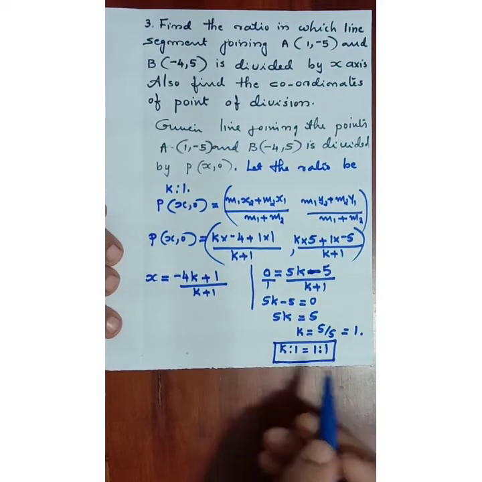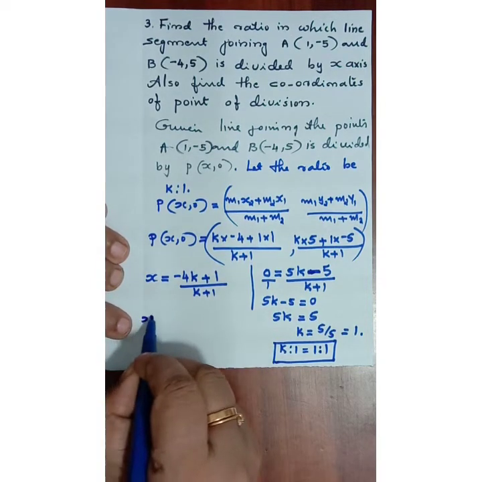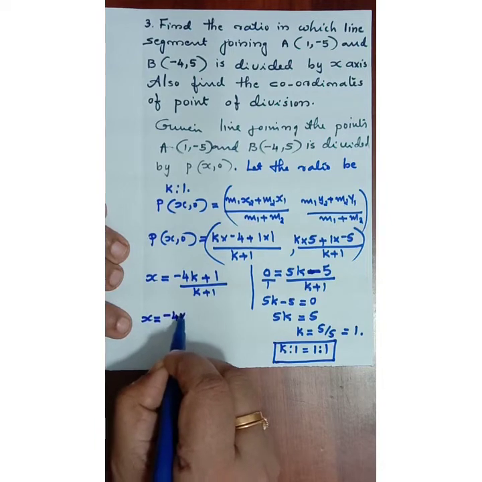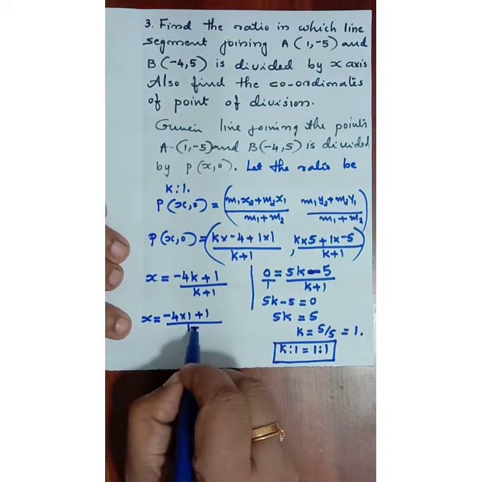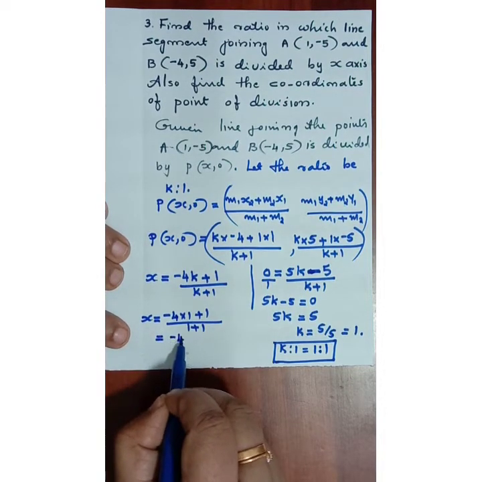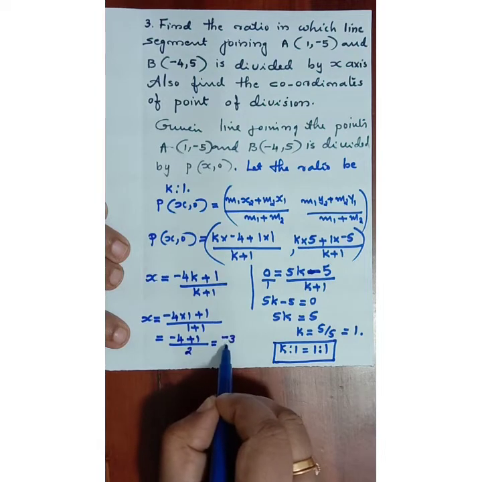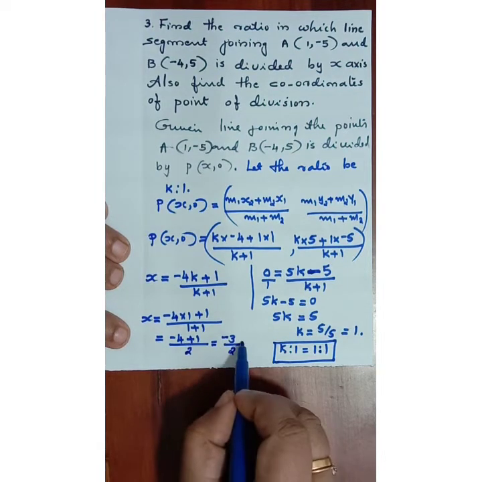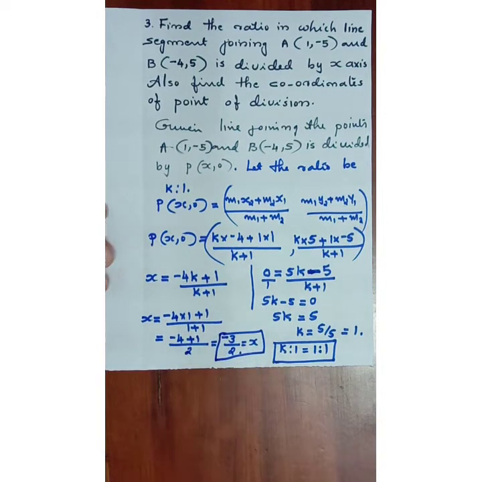That k value we are going to substitute. By substituting, x is equal to (-4 into 1, k is 1, plus 1) divided by (1 + 1). Negative 4 into 1 is -4, plus 1, divided by 2. So -4 plus 1 is -3, by 2. So this is our x value. Now write the answer neatly, separately. We got both the answers now.